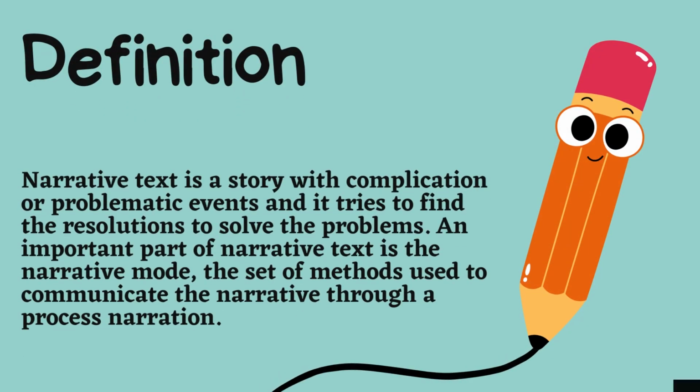So, what's the definition of narrative text? Narrative text is a story with complication or a problematic event, and it tries to find a resolution to solve the problems. An important part of narrative text is the narrative mode, the set of methods used to communicate the narrative through a process of narration.